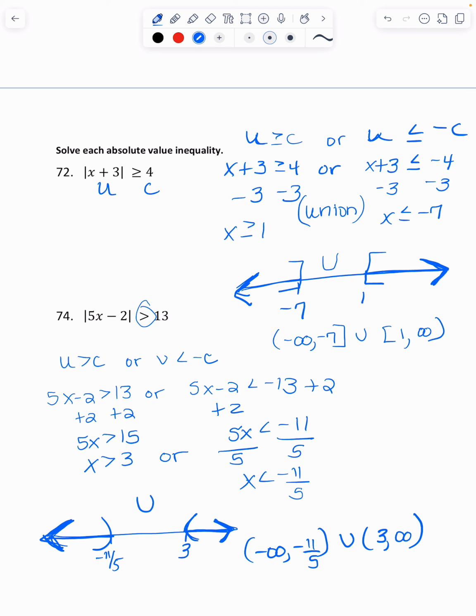So the idea with the inequalities that are absolute value is to learn those two patterns. Whether it's less than or greater than is going to determine how you work that problem.